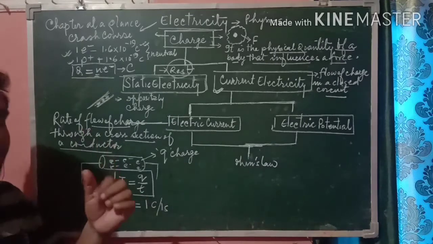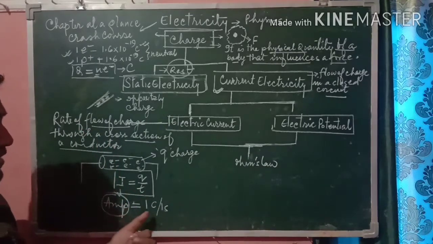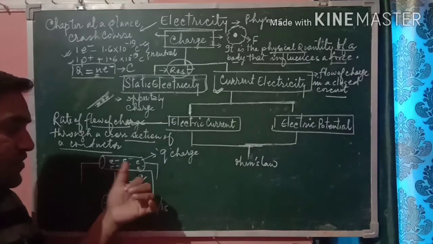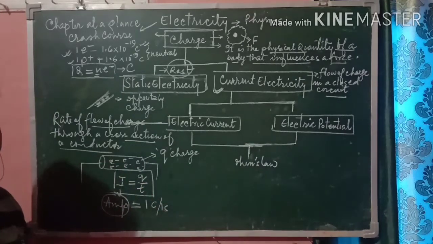So what is 1 ampere of current? Electric current is said to be 1 ampere if 1 coulomb of charge passes through a cross section of a conductor in 1 second. Okay students.